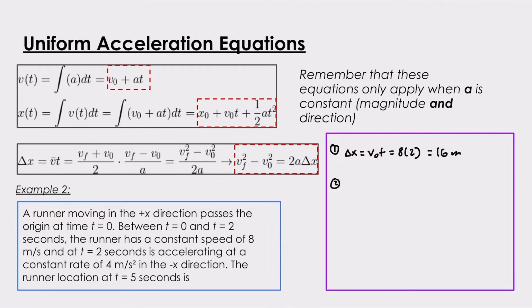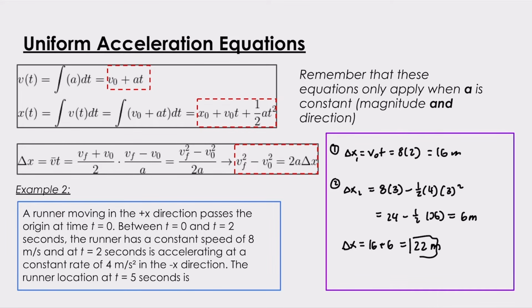In the second interval, delta x2, we do have an acceleration. So we have the same initial velocity, that would be 8 times 3, with 8 being the initial velocity, times t, minus 1/2, minus because the acceleration is in the opposite direction, towards the negative x-axis, minus 1/2 the acceleration, which was 4 meters per second squared, times t squared, which would be 3 squared in this case. So that'd be 24 minus 1/2 times 36, which would be equal to 6 meters. So then adding them together, the delta x total would be 16 plus 6, which is equal to 22 meters.